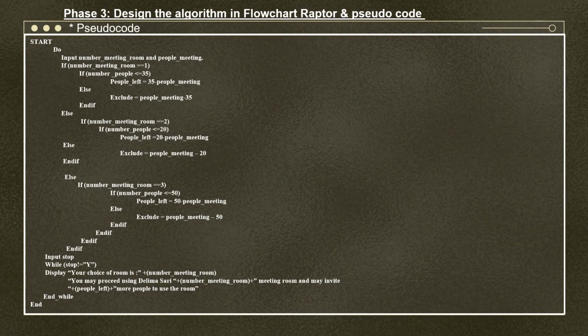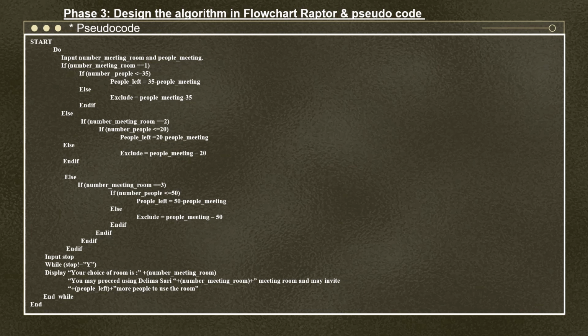Next is phase 3. Design the algorithm in flowchart Raptor and Pseudocode. So, we must do Pseudocode first. We use the do-while method to execute this program. So, we start with do input number meeting room and people meeting.